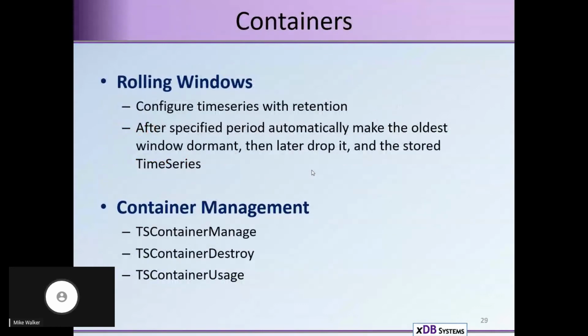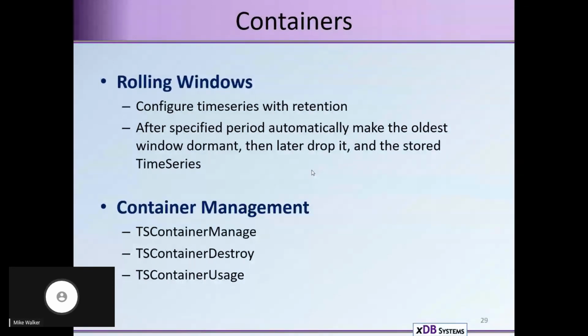Now, containers are where we're storing the time series data. We can use rolling windows, which now allows us to set up time series with specified retention intervals. So we can break data up maybe into month windows, and we can define rules to say after 12 months, take the latest set of data, like month 13, and make it dormant. And then when we start a new month and we start saving off data, that dormant month will drop. So that data will be removed. That makes administration of time series a lot easier by using these rolling windows.